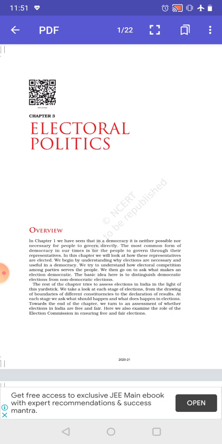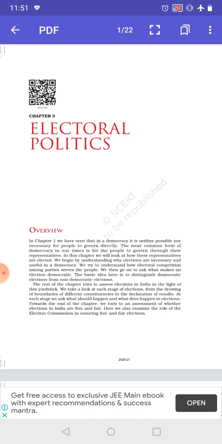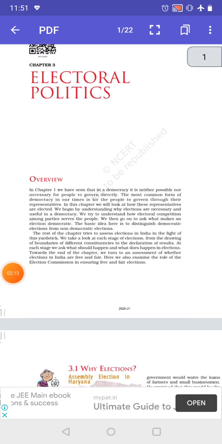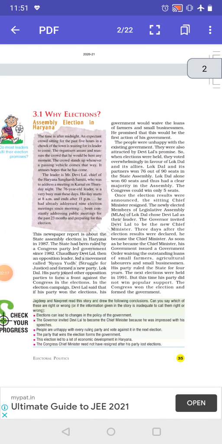And towards the end of this chapter, we will try to have an assessment to look at whether elections in India are free and fair or not, and what is the role of the Election Commission in ensuring free and fair elections. Now, the first topic is why elections.